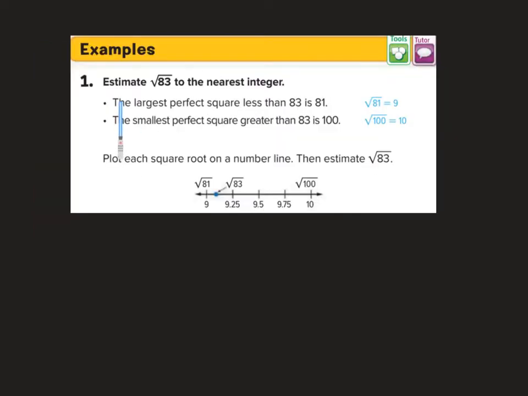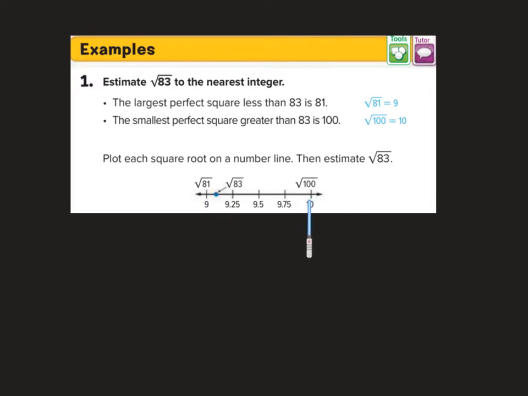So let's take a look at an example. Estimate the square root of 83 to the nearest integer. The largest perfect square less than 83 is 81. The smallest perfect square greater than 83 is 100. So we're looking for an estimate of the square root of 83. We know the square root of 100 is larger than the square root of 83, and its whole number value is 10. And the square root of 81 is smaller than the square root of 83, and its whole number value is 9.